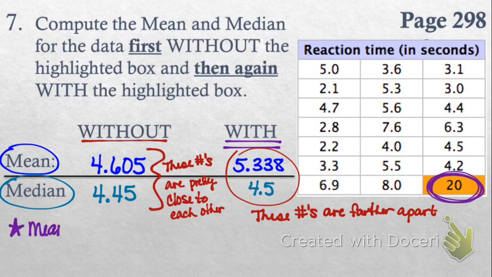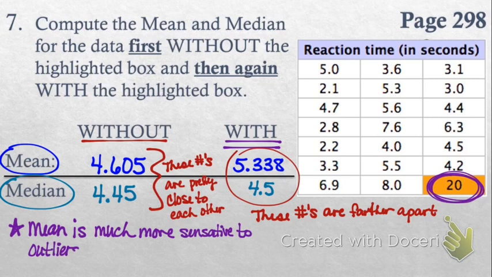The mean is much more sensitive to outliers. When I say it's much more sensitive, there's a bigger change with the mean when there's outliers.